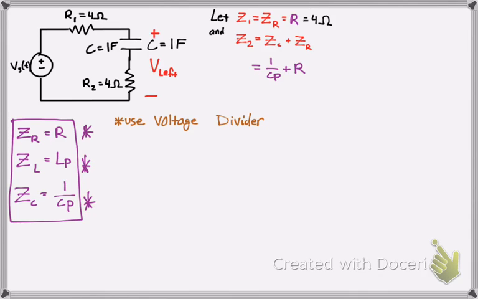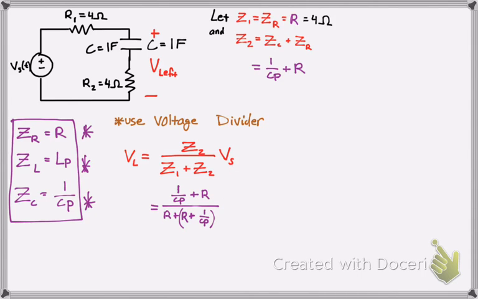We're going to use a voltage divider to calculate the voltage on the left there, even though it's actually on the right, but V left. Remember, when doing the voltage divider, we want the thing we're looking for, the voltage across that component, in the numerator. So Z2 is in the numerator, over the sum, times the source. Z2 is up top, 1 over Cp plus R, and then we add Z1 down there, so it becomes 2R plus 1 over Cp when we simplify, times Vs, of course.